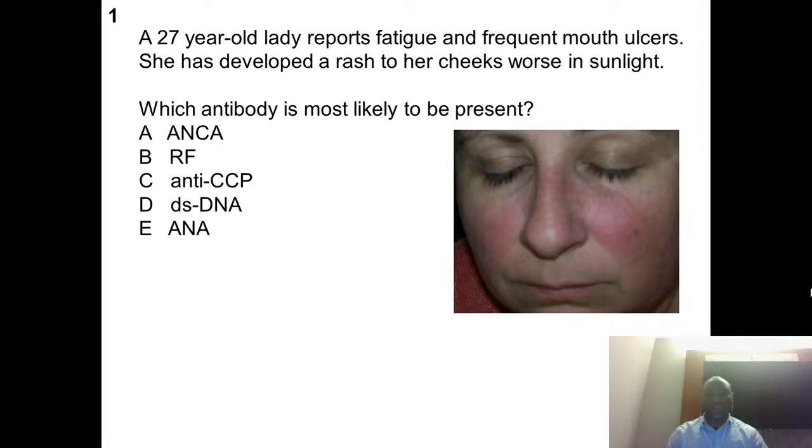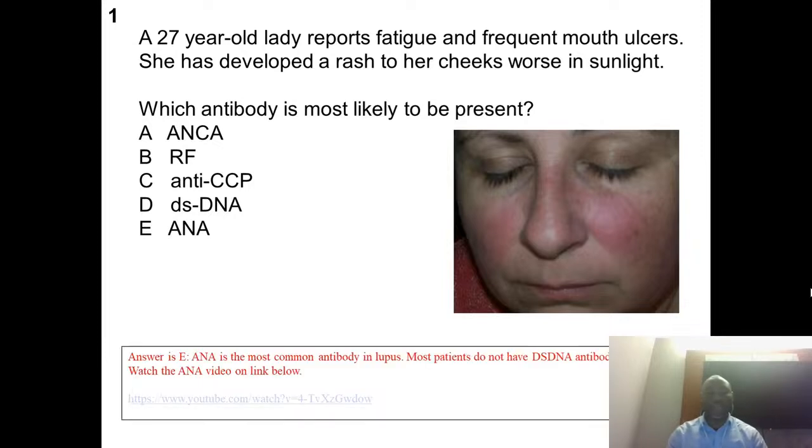Pause for a bit, let you think about the question. Now it's obvious that the diagnosis here is a case of lupus, and the picture at the bottom right shows you a classic malar rash with sparing of the nasolabial fold. So the antibody that is most present in lupus is actually E, ANA.